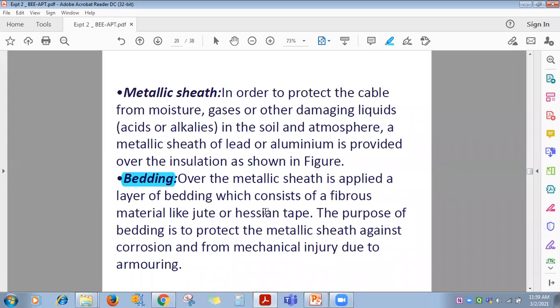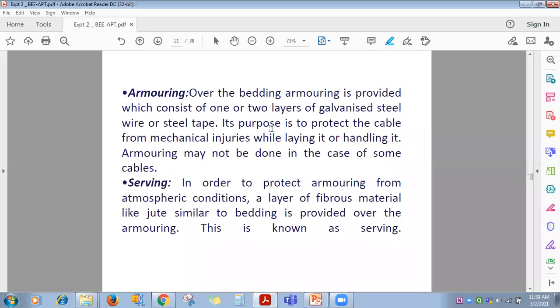And again, what is another advantage? Due to this fibrous material, moisture content will not be in contact with the metallic sheet, so its corrosion will not take place. Now again, if you want to further increase the mechanical strength of this cable, you want to protect that bedding layer during digging work. After a few years, if digging work is going on, the cable should not get damaged, nor its insulation. Then this bedding layer should not get damaged.